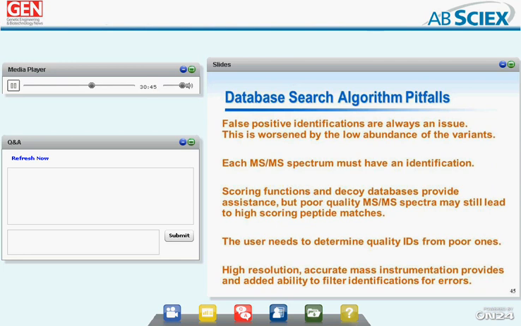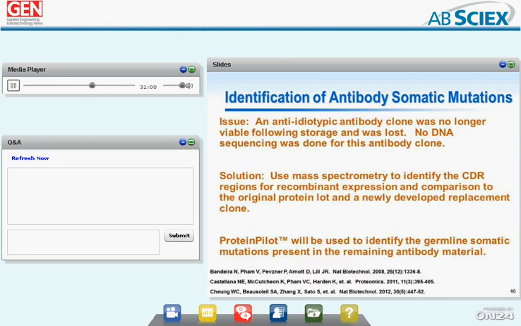One benefit of using the newer high-resolution accurate mass instrumentation, in our typical case using the 5600 TripleTOF, is that this provides an added ability for us to filter the identifications for errors. So we look at a final example where we can use these high-resolution instruments to identify where these mutations occur, largely because the accurate mass of the MS1 information gives you a hint as to where your modification is occurring, and then MS-MS is used to identify things.